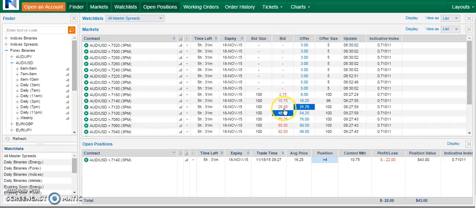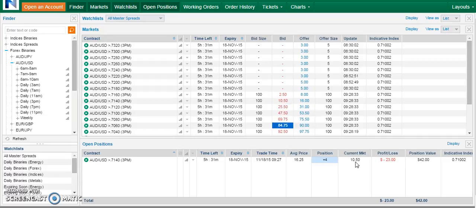If you're selling, it's going to show the other side on the current market. If you're buying, it's going to show the sell side. If you're selling, it's going to show the buy side in the current market. And your profit is based on, in other words, we bought this at $16.25. You want this current market to go up to get you into profit.